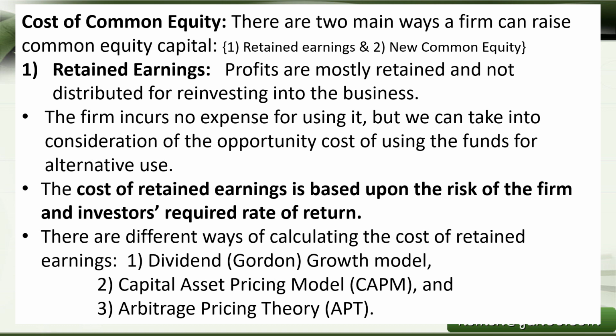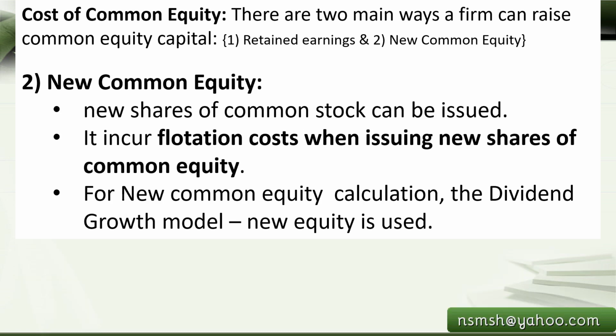So the cost of retained earnings is based upon the risk of the firm and investors' required rate of return. And there are different ways of calculating the cost of retained earnings. One is the dividend growth model and the capital asset pricing model we have seen in the earlier lecture, and arbitrage pricing theory. So we understand that there are various methods that we have to use, and we will test one by one.